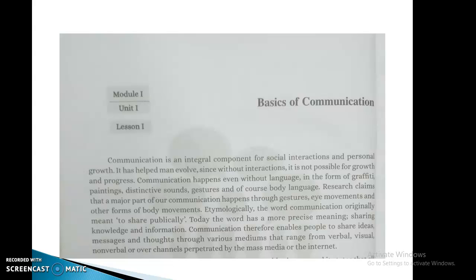visual, that is through things that you can see. Communication also takes place through non-verbal, that is through expression on your face, hand movements, tone of voice, or over channels carried out by the mass media, which includes television, radio, newspapers and magazines. Also, it can take place through the internet.